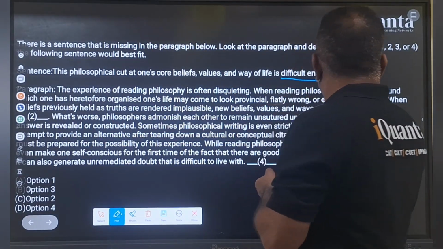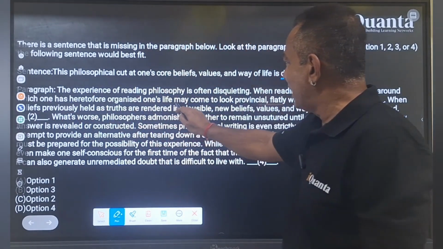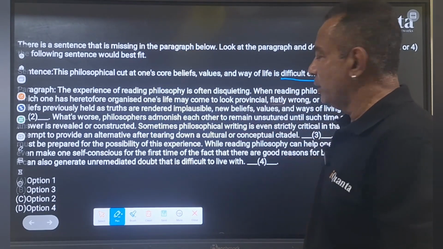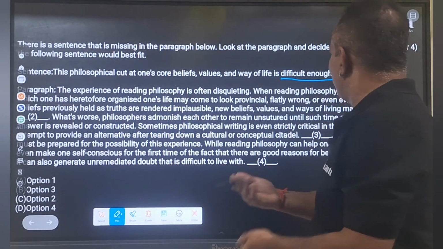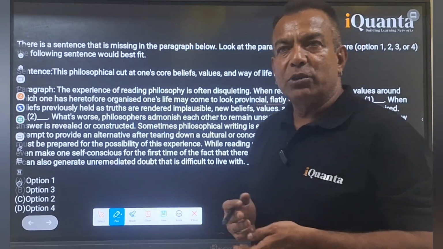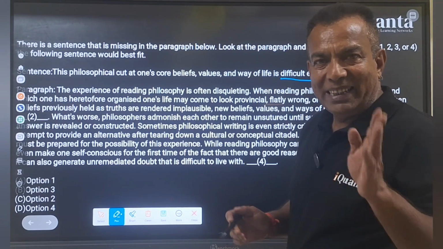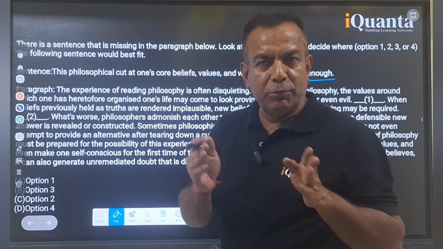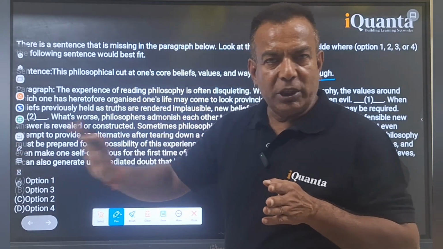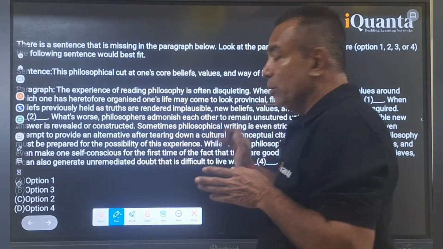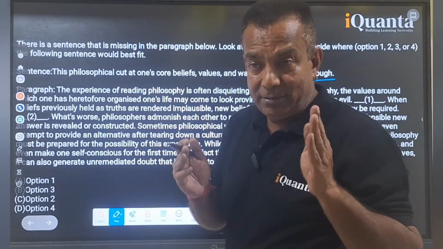When reading philosophy, the values around which one has heretofore organized one's life may come to look provincial, flatly wrong, or even evil. So when you read philosophy, what happens sometimes? What your values are, what your beliefs are, they are rendered useless by that philosophy. मतलब वो philosophy कहता है कि जो आप सोचते हैं, जो आपका belief है, जो आपका way of life है, वो valid नहीं है, वो अच्छा नहीं है, वो सही नहीं है. क्योंकि philosophy has different ideas. They have ideas of their own. Your ideas are not valid. They are not right.